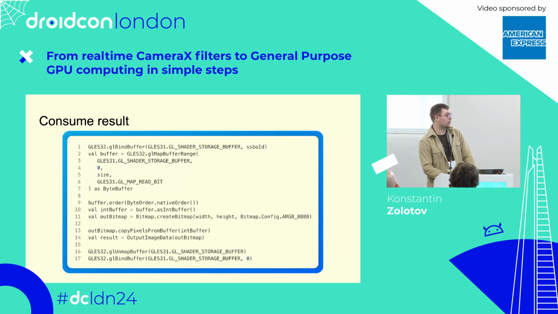And after that, consuming the result. Basically, it is simple. Again, binding the buffer, reading the data from it, and copying the data to the bitmap to create a new one. And unmap buffers after that because you do not need them anymore.